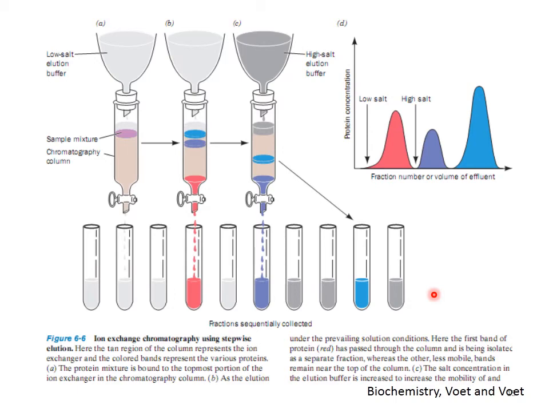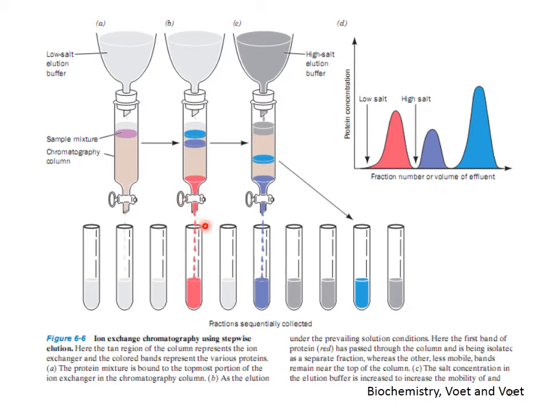And then the proteins which are removed from the column are monitored by using a built-in UV lamp. Proteins show a typical absorbance at 280 nanometer. So close to the column is located a UV lamp.